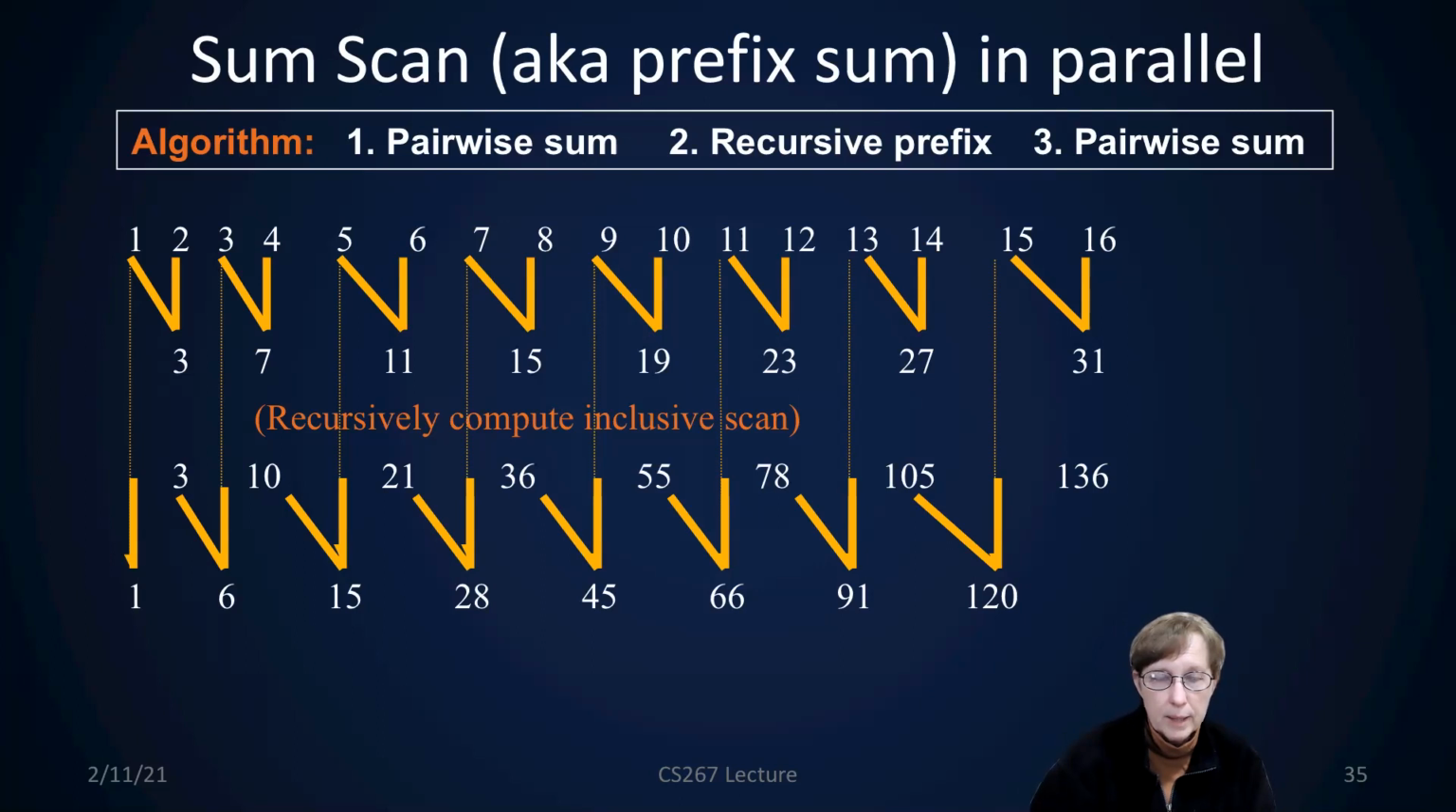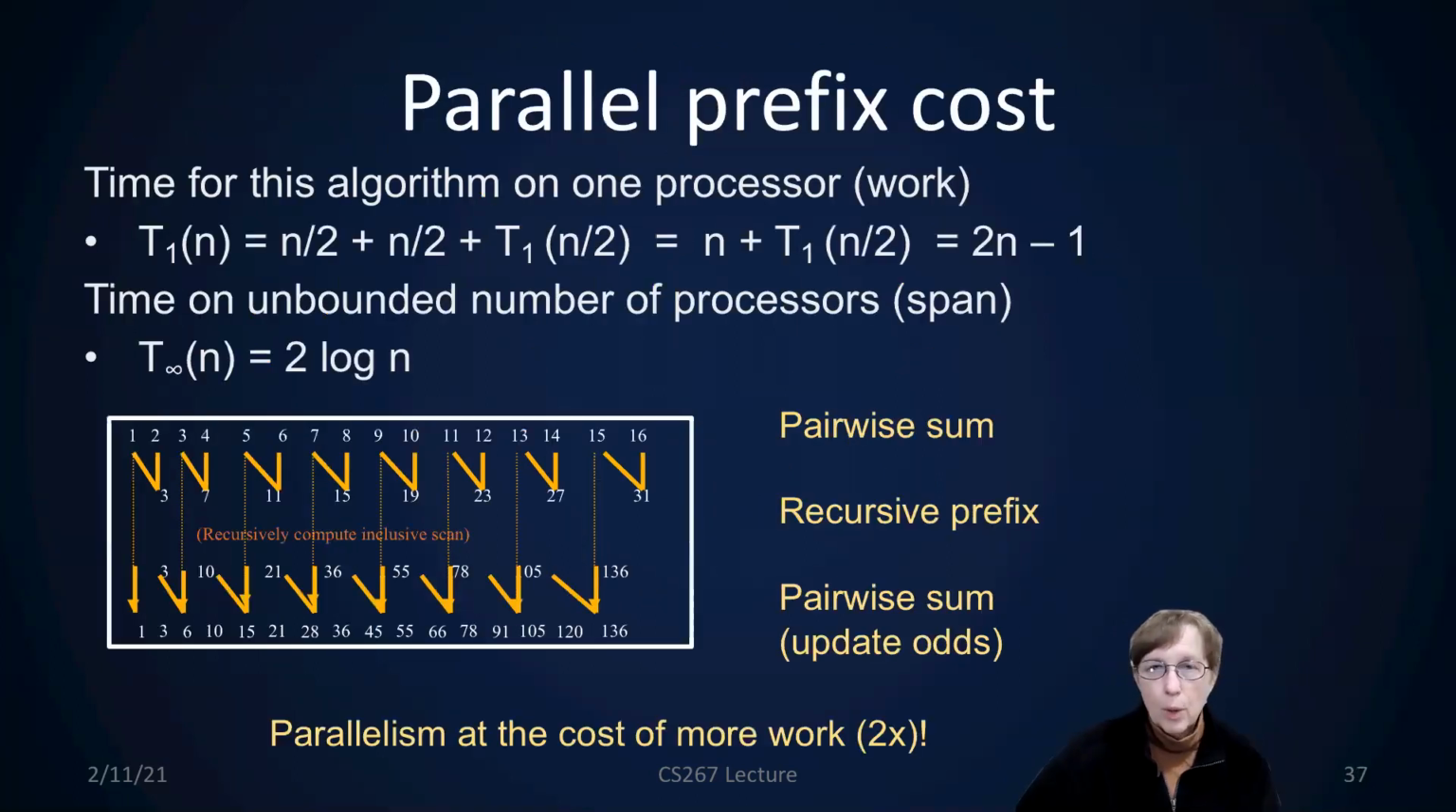So you can see that by taking each one of these results and adding something that was in the input to them, we're going to get these values that are in the output array. And the other outputs we've already computed from the recursive scan. And so we just pass those values, every other one, the 3, the 10, the 21, down into the output array. So what is the cost of this parallel prefix algorithm?